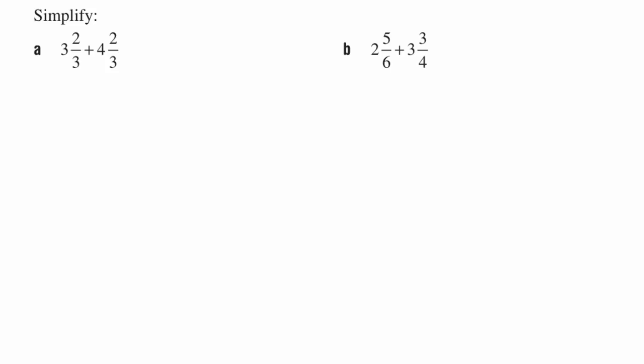In this example, we're asked to add two numbers together where the numbers are mixed numbers. That is, they have a whole component and a fraction. There are two different ways to do it. I'm going to show you both.